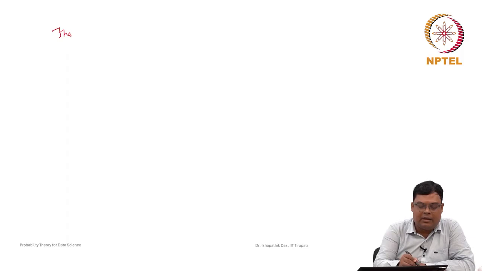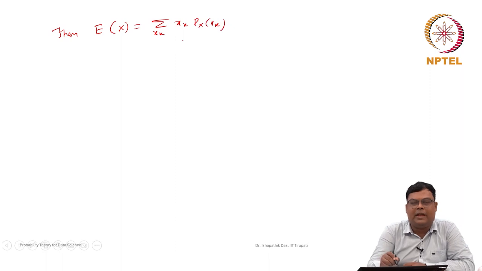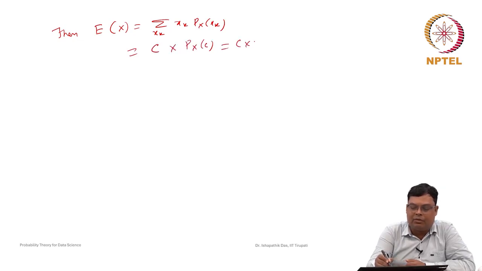So, then what will be the expected value of c? Basically, the expected value of X, by definition, is the summation of x_k P_X(x_k), where x_k are the values it is taking. Now X is a constant random variable, taking only c with probability P_X(c) equal to 1. So, c into 1, which is nothing but c. That is why we denote a constant random variable by the constant.